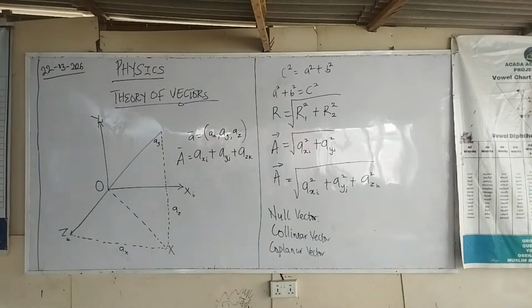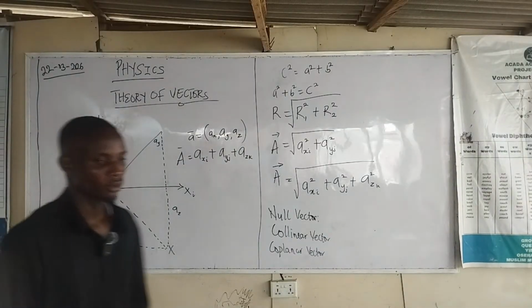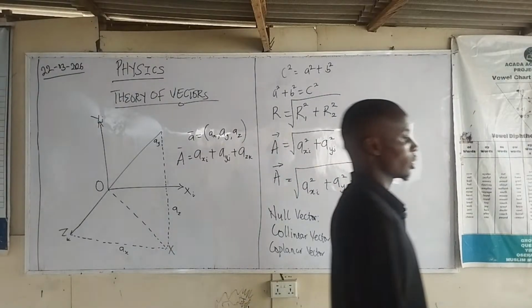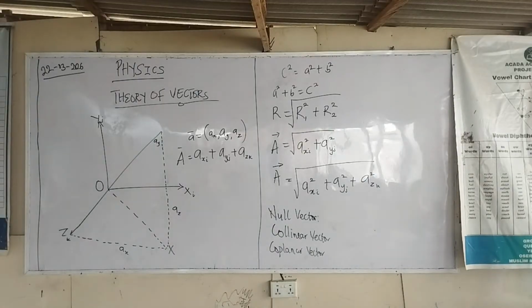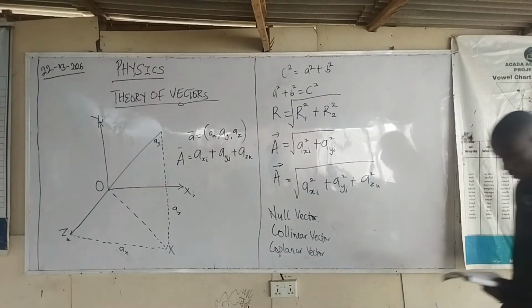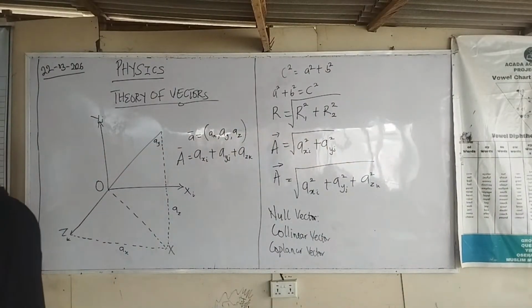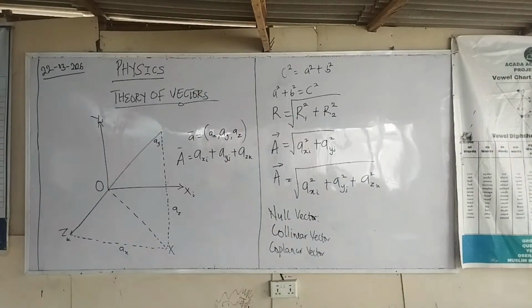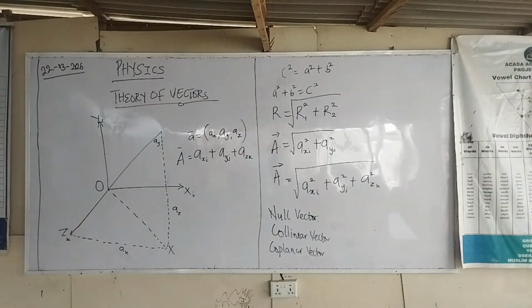Position vector. This is a vector that starts from the origin. The next one, equal vectors.